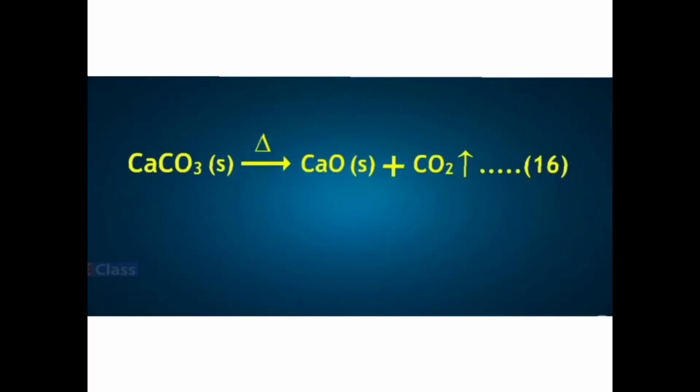Here you have only one reactant, and the triangle is shown to show it is heated. So CaCO3 gives calcium oxide plus carbon dioxide gas. The arrow indicates the gaseous state. These both are formed in a solid form.